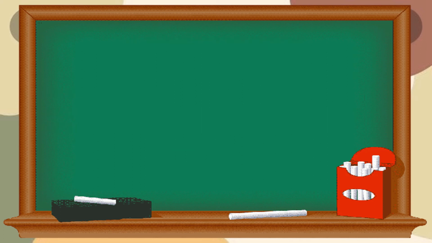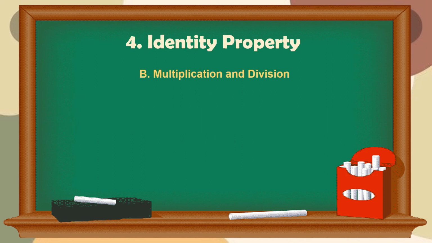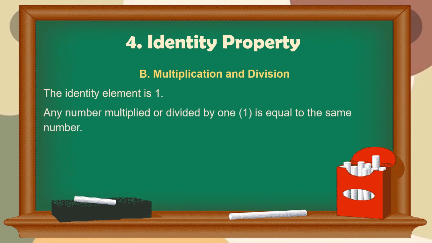Now, let's have the identity property of multiplication and division. In multiplication and division, the identity element is 1. Any number multiplied or divided by 1 is equal to the same number. Let's use the following. 27 times 1 is equals to 27. 32 divided by 1 is equals to 32. Is there any question?